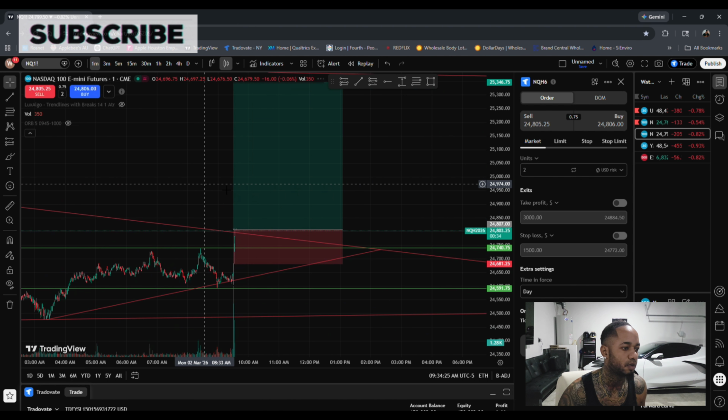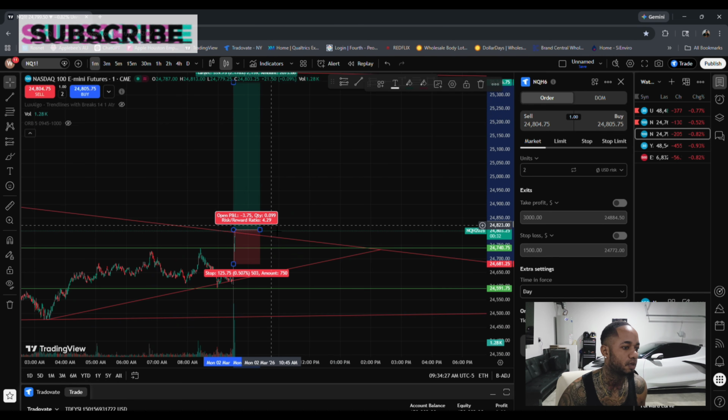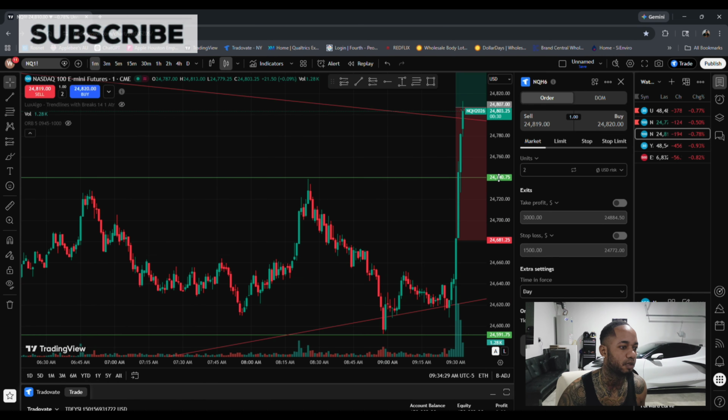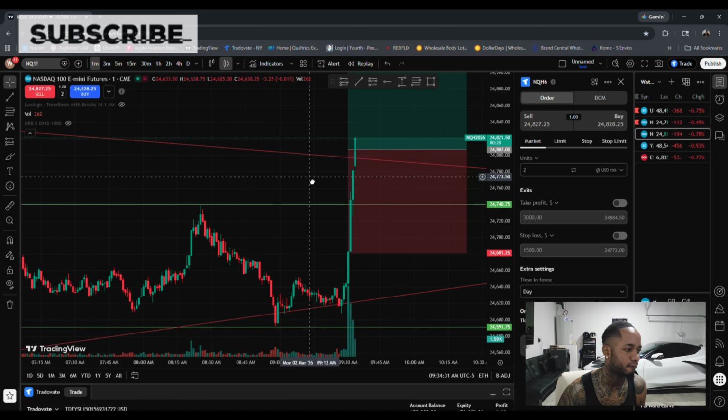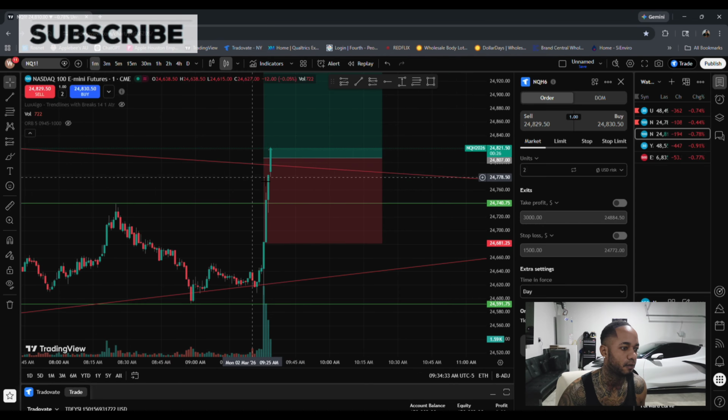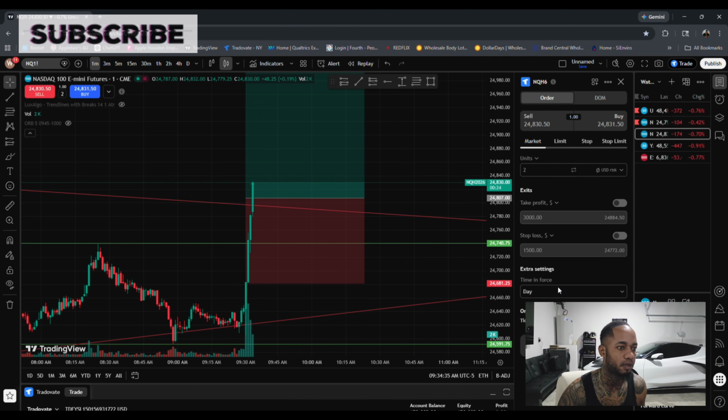And I had some issue today with TradingView for some reason. When I was going back and forth, especially when the market opened, it just started lagging a little bit. Like my lines weren't there most of the time.